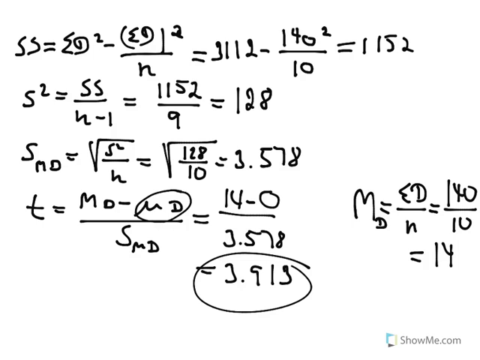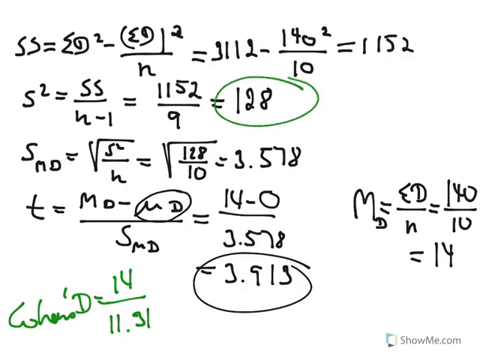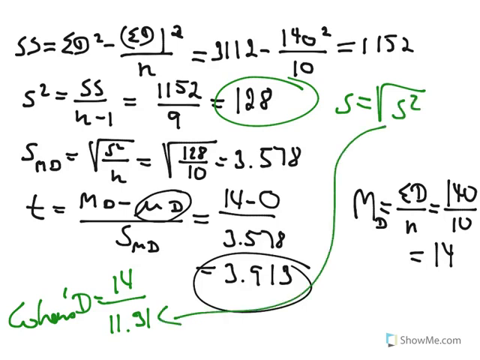We want to continue with Cohen's d to see the effect size. Remember, Cohen's d is the mean difference over the standard deviation. So that's just 14 over 11.31. So we got this from here, right? Remember that the standard deviation is just the square root of the variance. So it's a square root of 128. That's how I came up with that. And then Cohen's d is 1.24. So that is a strong effect.